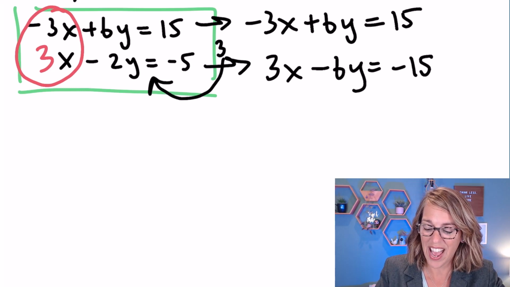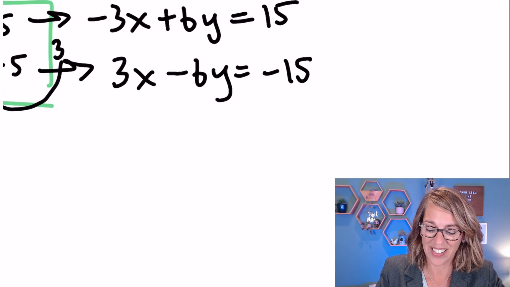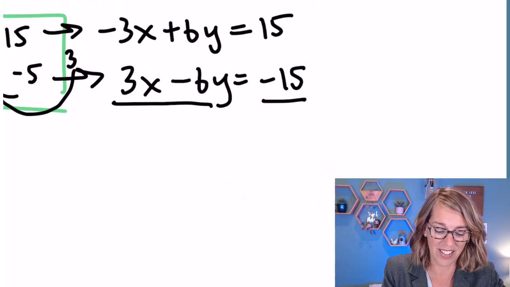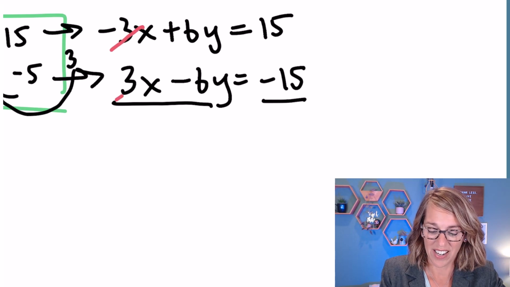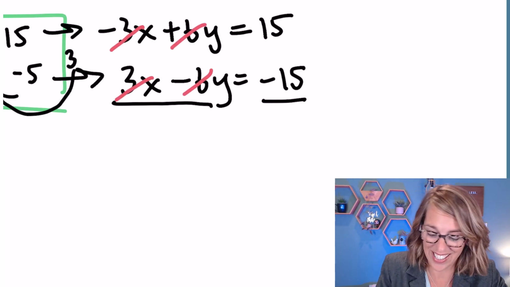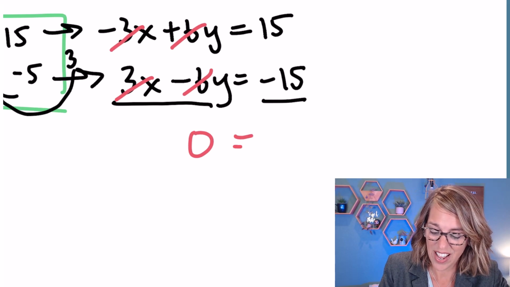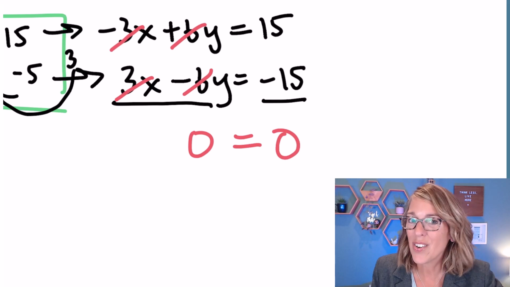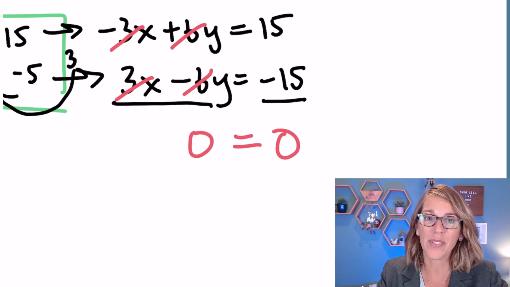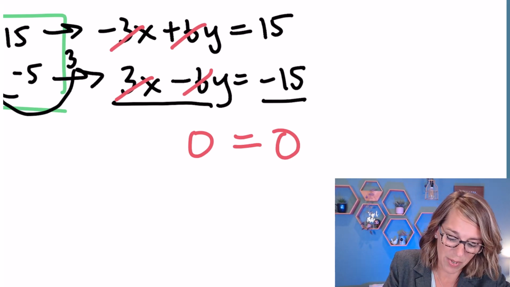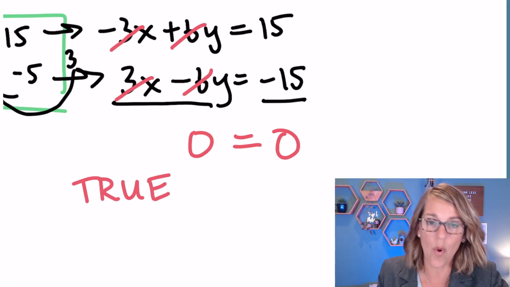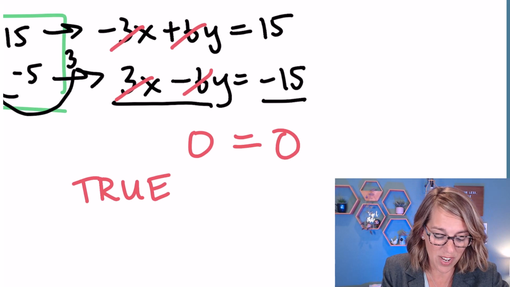Now I know that I want to add these together next. So as I add these together, I end up with not a lot. My x's cancel, my y's cancel, and I get 0 on the left, and I get 0 on the right. So I get 0 equals 0. My variables go away. So this tells me that this is a true equation. No matter what x and y are, this is a true equation.